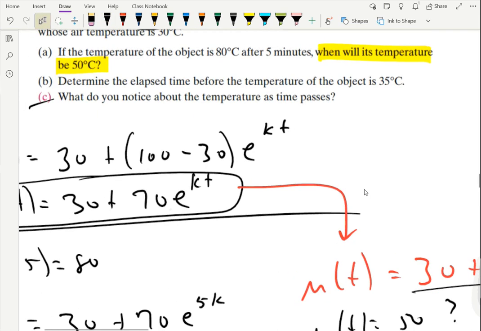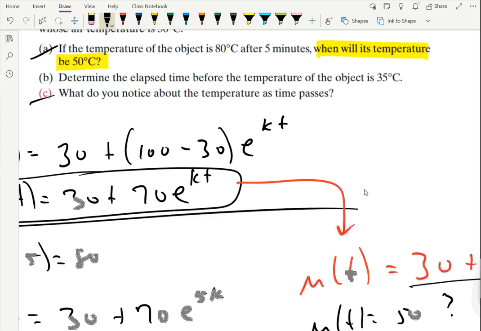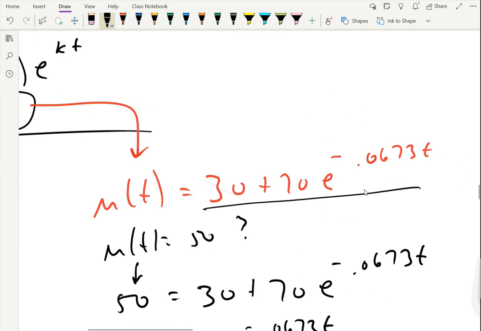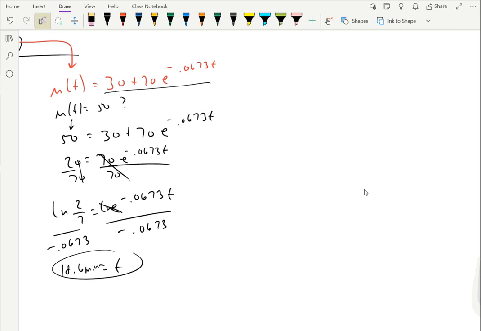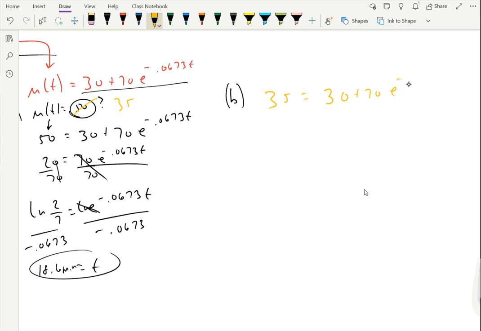Our next question, question B, asks us determine the elapsed time before the temperature of the object is 35 degrees. So very similar question as far as letter A. Okay? So letter A basically was from here on. So letter B, let's see, we want to change the 50. We just different change colors here. We want to change 50 to 35. Okay, so that's going to mean 35 equals 30 plus 70 e to the negative 0.0673t.